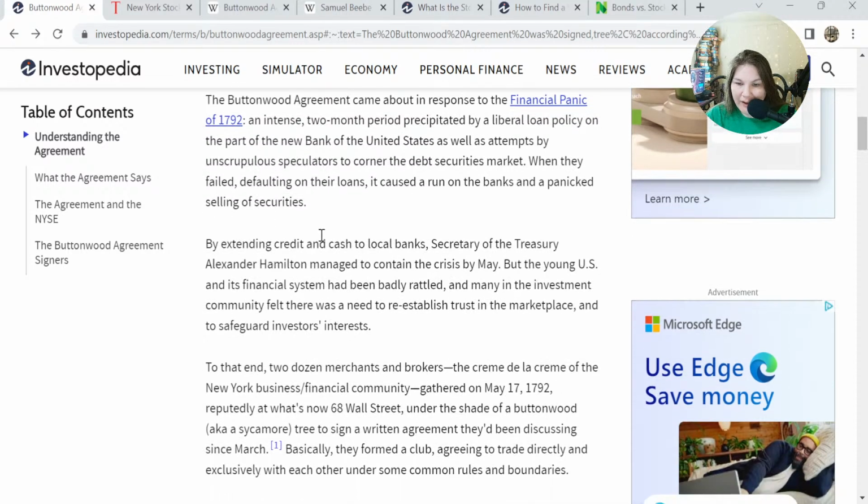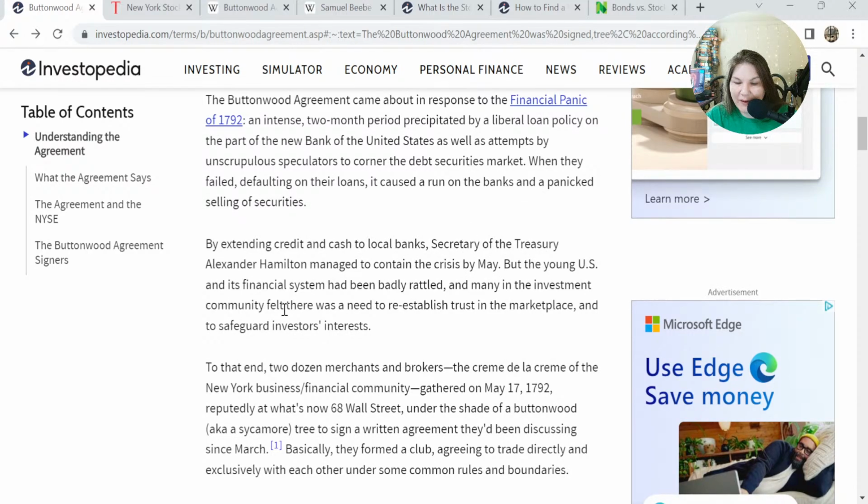By extending credit and cash to local banks, Secretary of the Treasury Alexander Hamilton, great, great, great musical. If you guys haven't seen Hamilton, grab it, sing along, it's great. Managed to contain the crisis by May. So this dude, Alexander Hamilton, took control and he solved it by May, so 2 months.